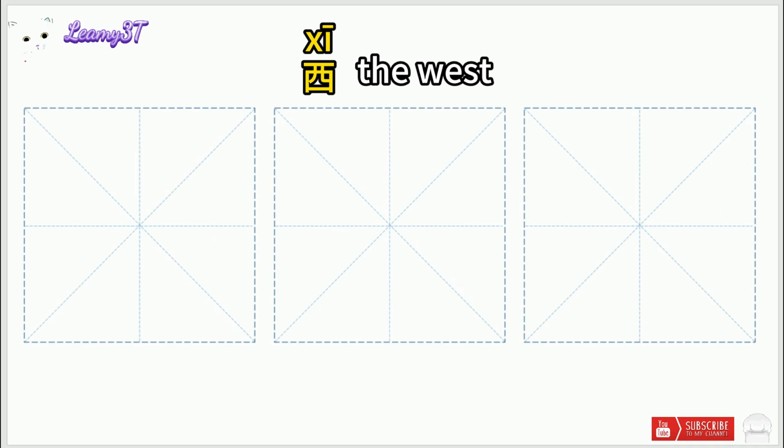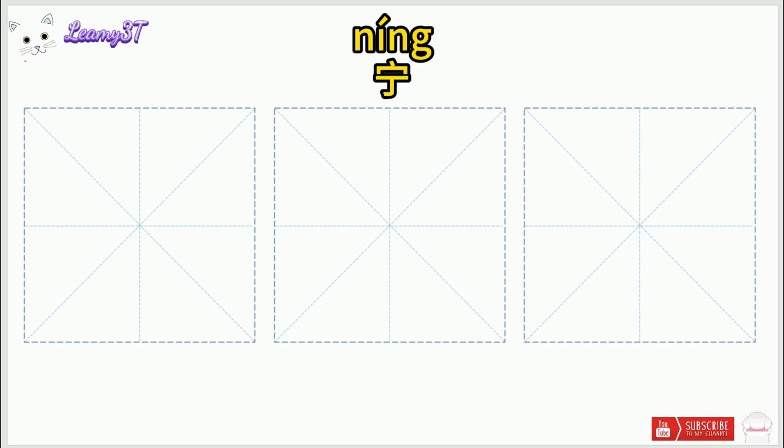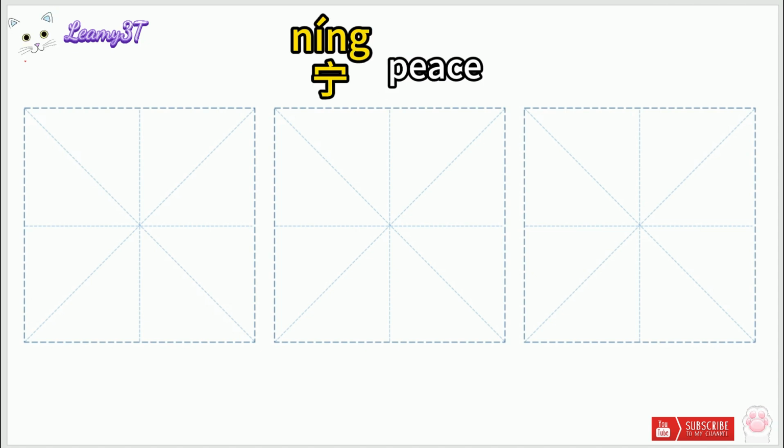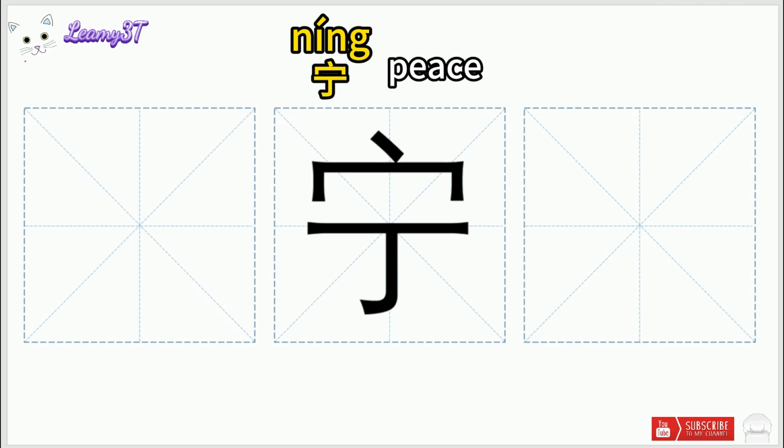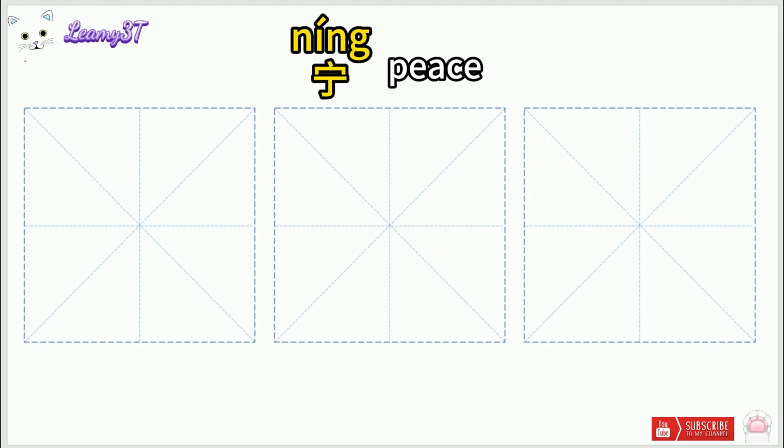Here comes the final character. We will write 宁, níng. This character means peace. Similar to 西, 宁 also has an upper-lower structure. When you type this character, you might notice that the strokes on the left and the right are supposed to be vertical, but actually they are written incorrectly. So we will write from top to bottom. Please use the grid lines to help you find the balance. And now let's read and write together.